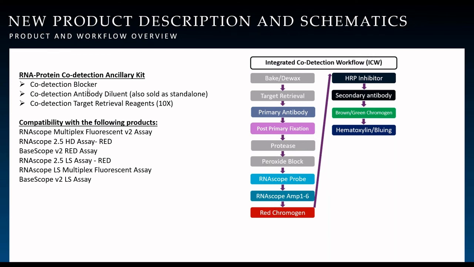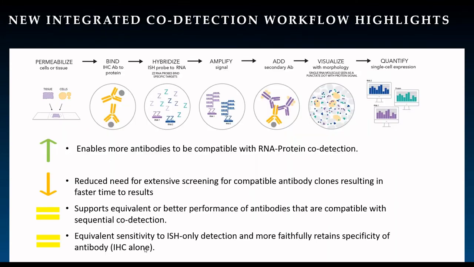So by introducing these set of reagents and by tweaking the workflow, we have designed an ISH-IHC or ISH-IF assay that gives you optimum RNA and protein signal. This assay can be used in combination with all of these RNAscope assays, and I'm going to show you a few examples of that. But here is our newest workflow.